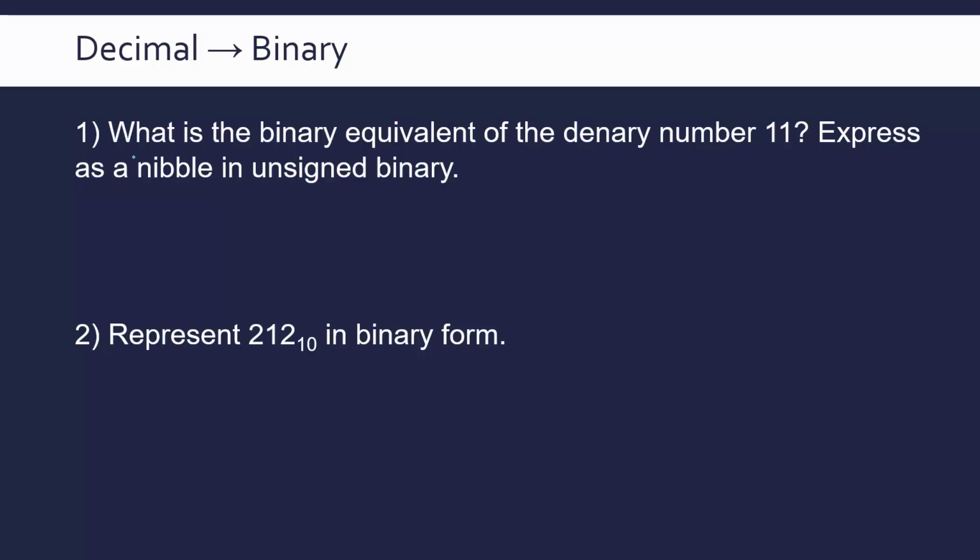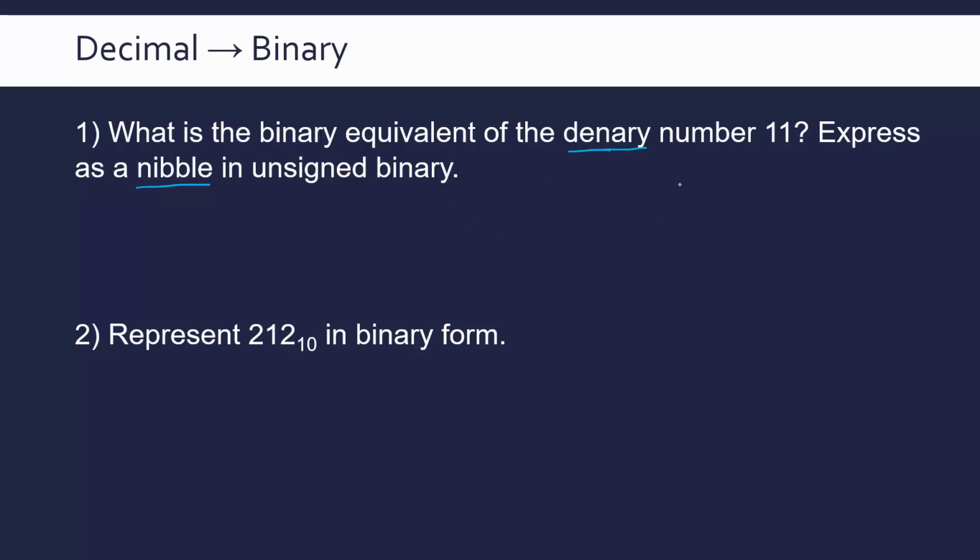So what is the binary equivalent of the denary number 11, expressed as a nibble in unsigned binary? This is phrased a bit differently to how you might expect. Denary is another word for decimal, and we're asked to put it as a nibble. A nibble is 4 bits, and we're asked to give it in unsigned binary. Now, the word unsigned only means we don't want to worry about negative numbers, as we're not with 11, so just convert it as normal. If you've learned something like 2's complement, that's relevant, but if you haven't, it's not.